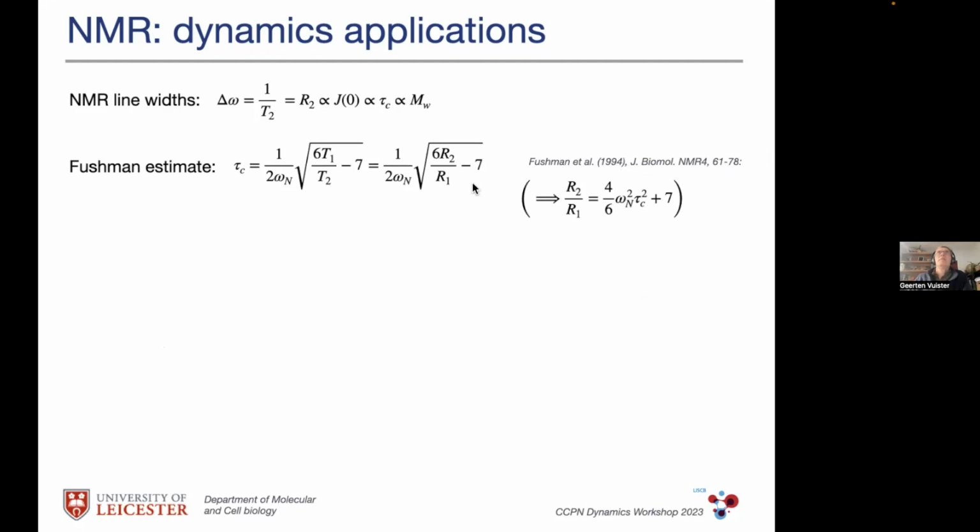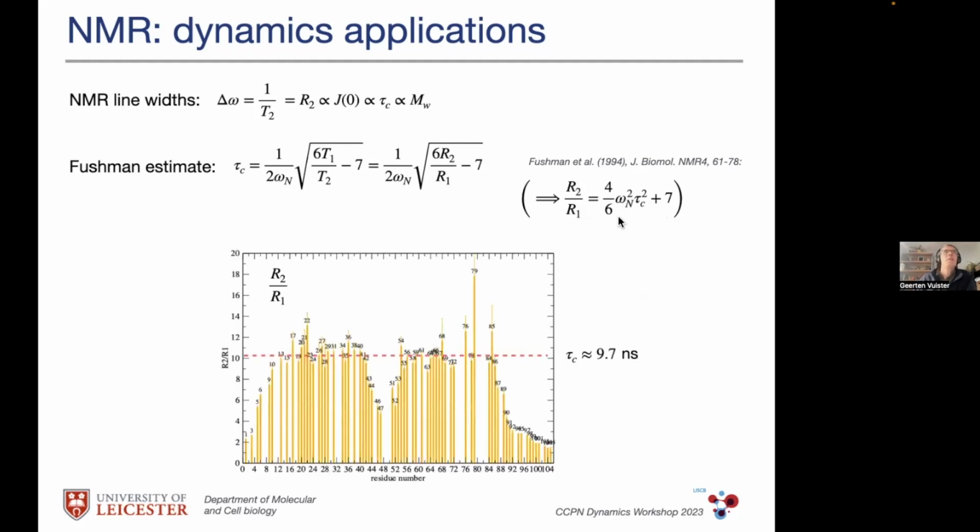Now, in 1994, a guy named Fushman published a paper where he essentially said, if you take the ratio of the R2 and the R1, and this is the equation, but you can rewrite it over here, that's proportional to tau c squared. So if we have our rates, we can plot the R2 over the R1, and you see all the different values here. Well, this was less uniform, yes. But if you take the average of that and calculate from this R2 over R1, the tau c should be around 9.7 nanoseconds. So a very easy check whether some of this makes sense.